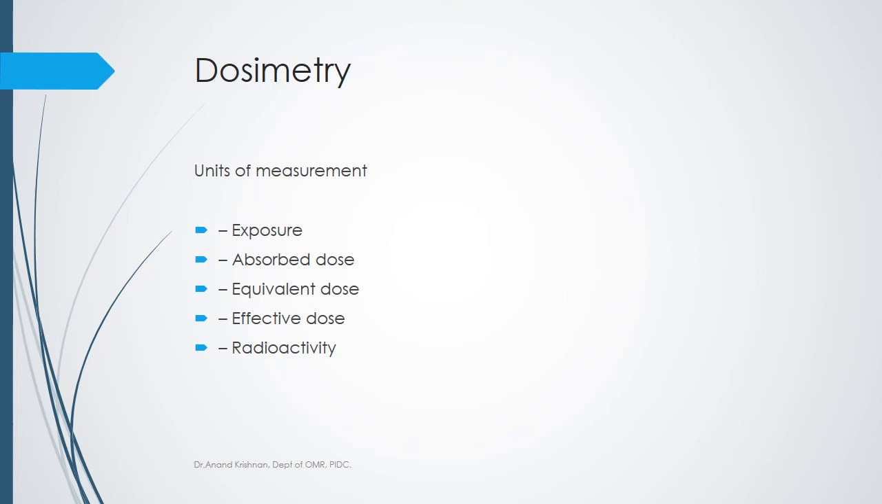So we have one international standard SI unit, and we have a traditional unit for all of these components. Here the traditional unit is rad, and the SI unit is gray. So 1 gray is equivalent to 100 rads.